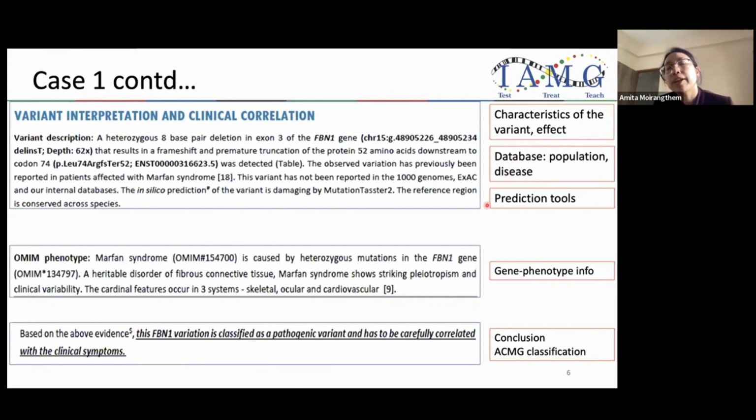Then we have the various in silico prediction tools, which are large in number, and may be consistent or inconsistent in their predictions. This is followed by a brief description of the phenotype which is associated with the particular gene that is detected in the individual. Then they finally have the conclusion based on all these evidences: is the variant likely causing the phenotype, or is it of uncertain significance, etc. So this is the first part.